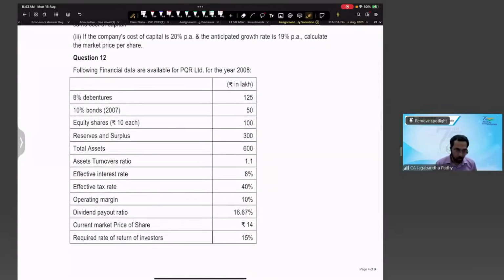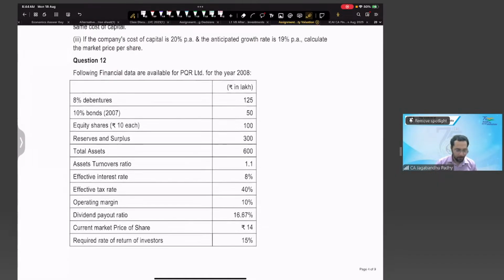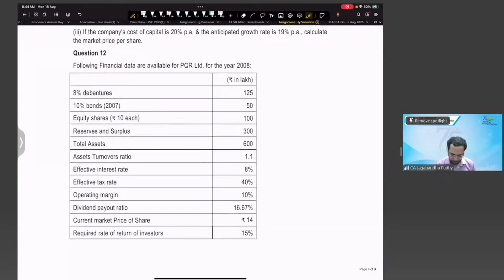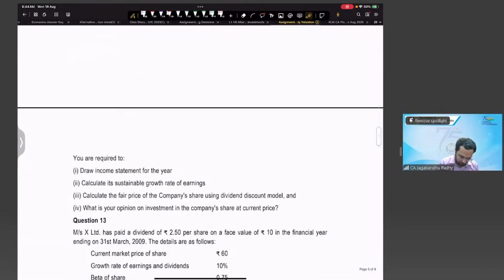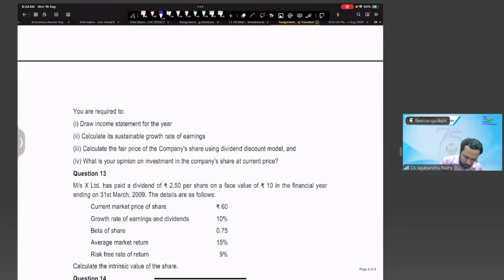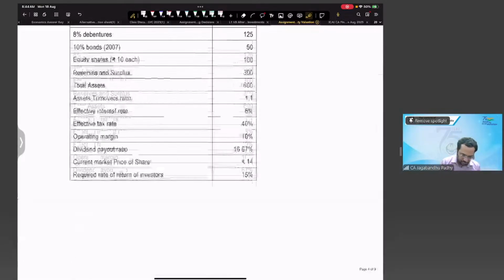Now, question number 12. We have to prepare the income statement. Calculate the sustainable growth rate. So what do you mean by sustainable growth rate? It is simply b into r, which is the retention ratio and return on equity. Fair price using dividend discount model. And what's your opinion? Opinion we will do later. But I think these 3 things you can do easily.